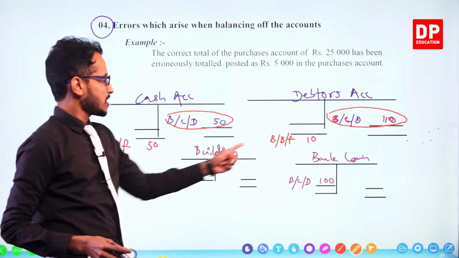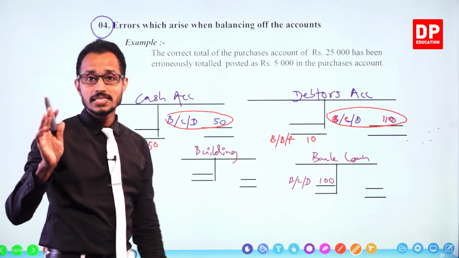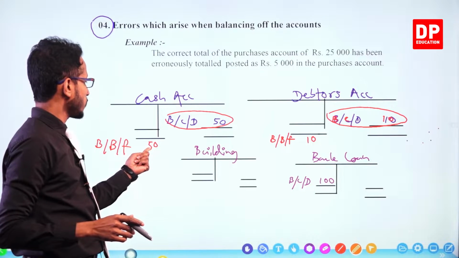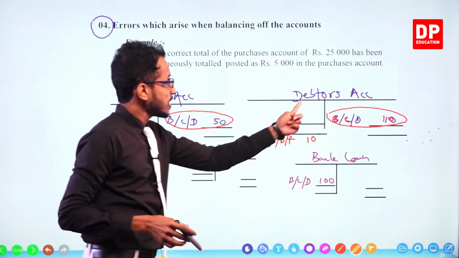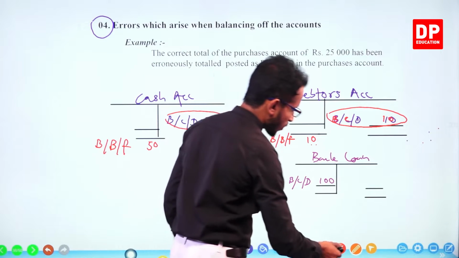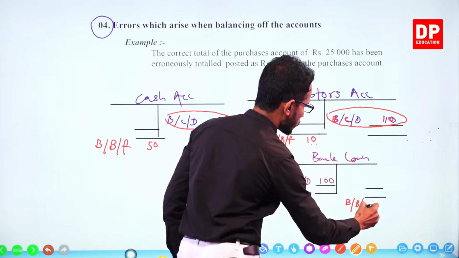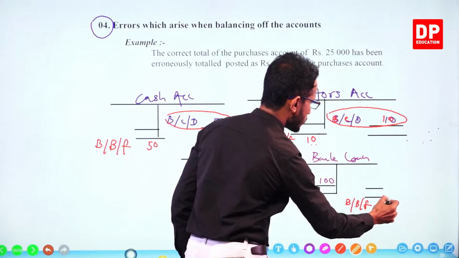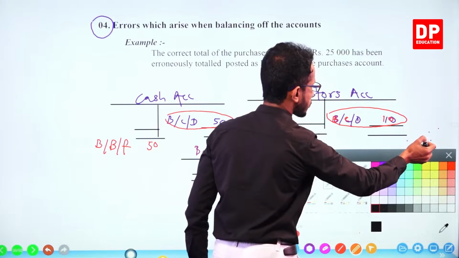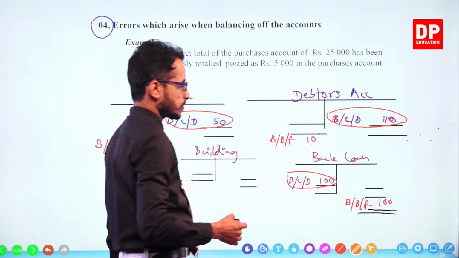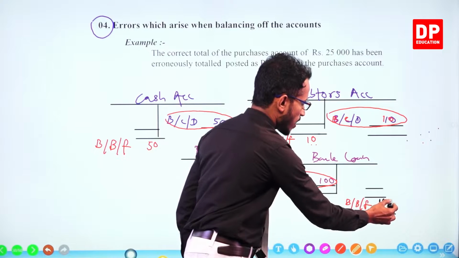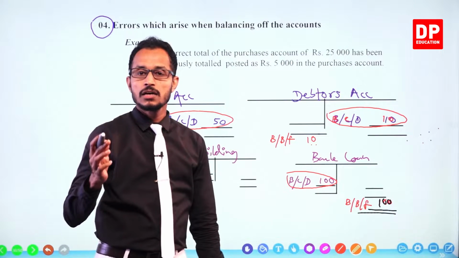You take these balances brought forward to the trial balance, right? Cash account, BBF 50 in the debit side of the trial balance. Debtors account, BBF 10 in the debit side of the trial balance. What about the bank loan account? BBF should be in the credit side, 100, because the BCD is in debit. Likewise, you take the BBFs to the trial balance.